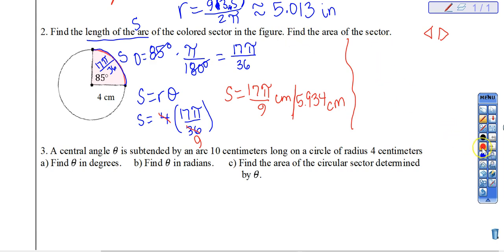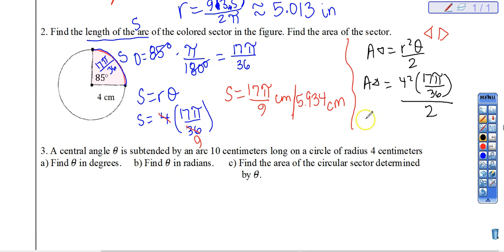Ready? So we're going to use the formula area of the sector is equal to radius squared theta over 2, because we have the radius and we have theta in radians. So area of the sector is equal to radius squared, so 4 squared, times theta, 17 pi over 36, all over 2. And of course, you could sit here and simplify that or just plug it straight into your calculator.